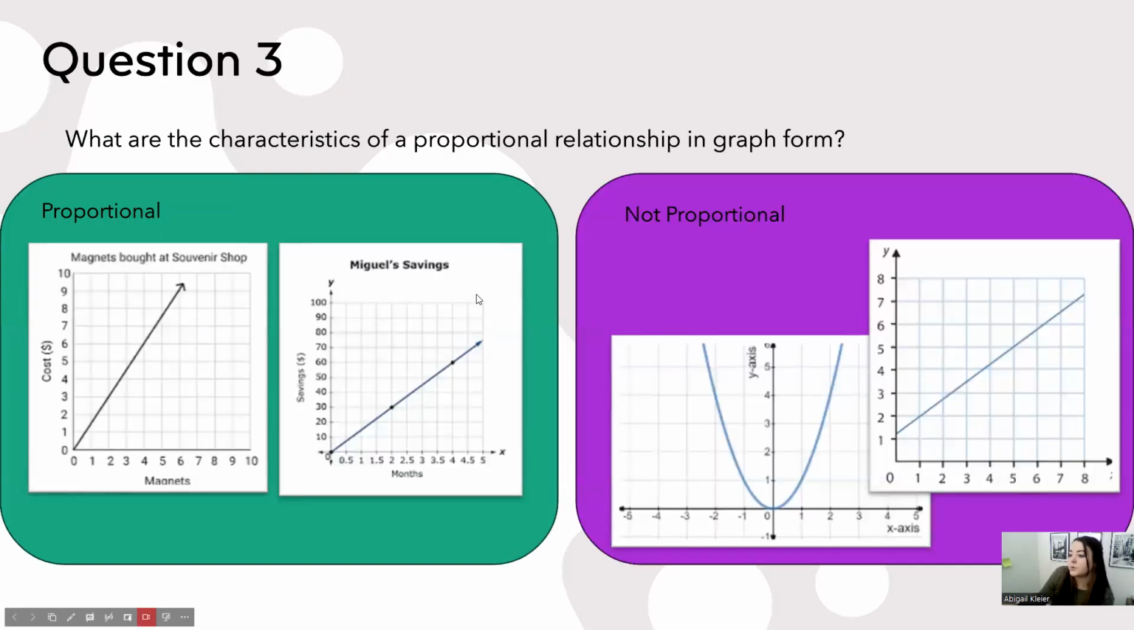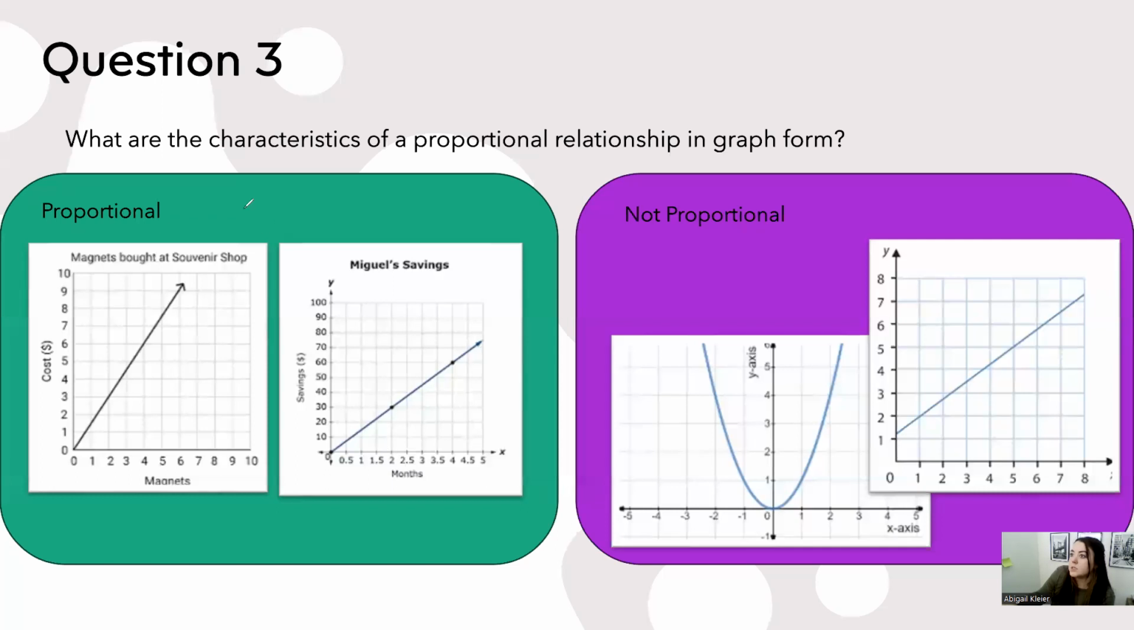And now question number 3. Question number 3, we did discuss this previously in question 1. We'll just go over it again. The characteristics of a proportional relationship in graph form. It comes in 2 different qualities that we need to look out for.